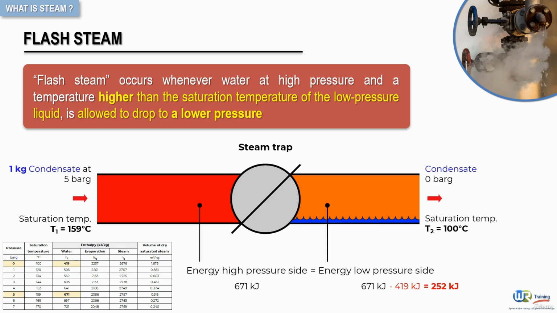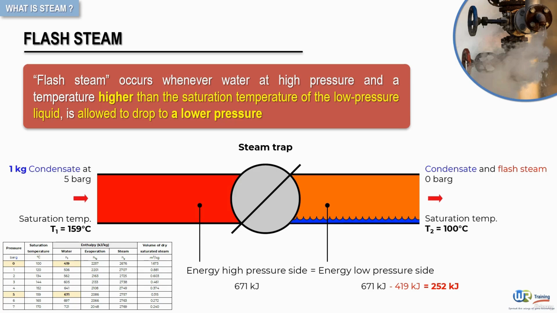It is this excess heat that boils some of the condensate into what is known as flash steam, and the boiling process is called flashing. Therefore, the 1 kilogram of condensate, which existed as 1 kilogram of liquid water on the high pressure side of the steam trap, now partly exists as both water and steam on the low pressure side.